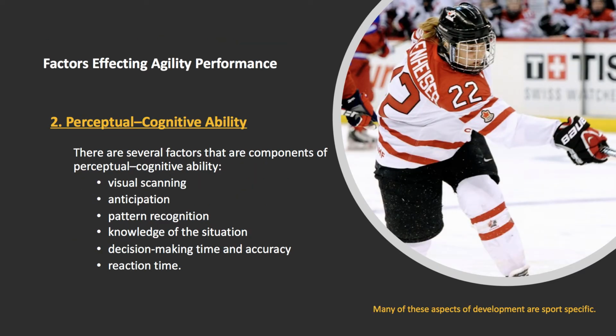The second factor that affects agility performance is an individual's perceptual cognitive ability, and this is composed of several factors. One being the athlete's ability to use their eyes and scan the situation, which is known as visual scanning, as well as reading the play, which is anticipating what's going to happen next. Pattern recognition, knowledge of the situation, and how fast you are at decision making and the accuracy of that decision making, along with reaction time. A combination of these factors makes up an individual's perceptual cognitive ability and their ability to read and react to a situation.